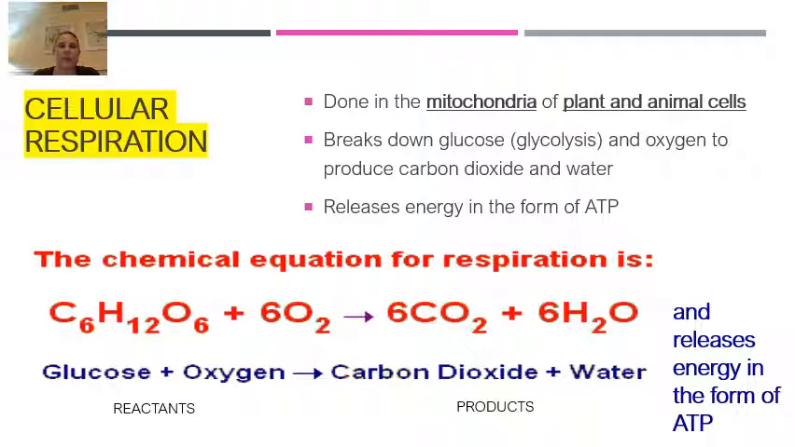And so we have our chemical equation for cell respiration. We've got glucose plus 6 molecules of oxygen, and those are our reactants. They're going to react to form our products. Our products are 6 molecules of carbon dioxide and 6 molecules of water. We do this, we break apart that glucose, and we release energy in the form of ATP.